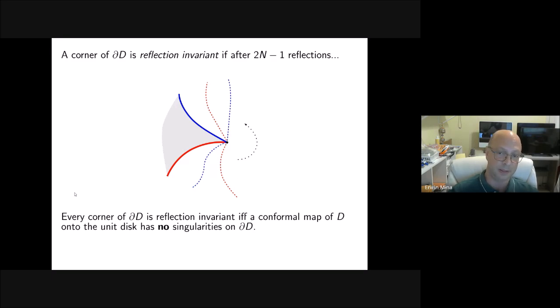Now, this property, right? If every corner of the curve is reflection invariant, that is equivalent to saying that a conformal map of the interior D onto the unit disk has no singularities on the boundary. So there is this characterization between reflection invariance and the possibility of a conformal map of the interior of the domain onto the unit disk having no singularities. But okay, that's not essential to our discussion here at the moment.